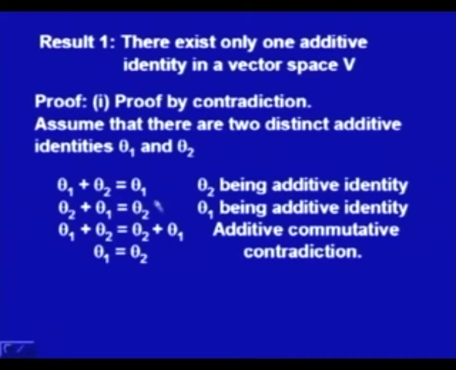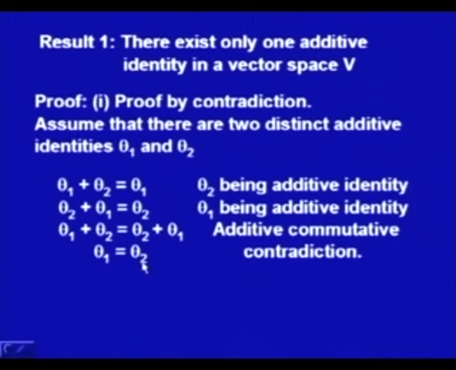And by this I mean to say theta 1 plus theta 2 is equal to theta 2 plus theta 1, and this means theta 1 is equal to theta 2. Theta 1 plus theta 2 is equal to theta 2 plus theta 1. Why? Because it is commutative. So they are equal, that means theta 1 is equal to theta 2.